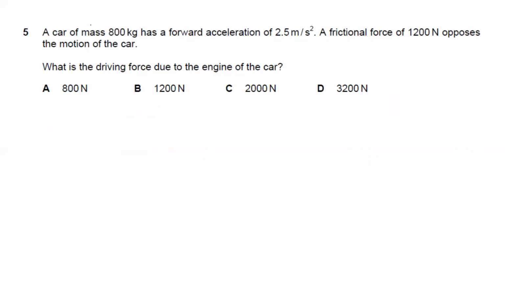It says a car of mass 800 kg has a forward acceleration of 2.5 meters per second square. A frictional force of 1200 Newton opposes the motion of the car. What is the driving force due to the engine of the car?